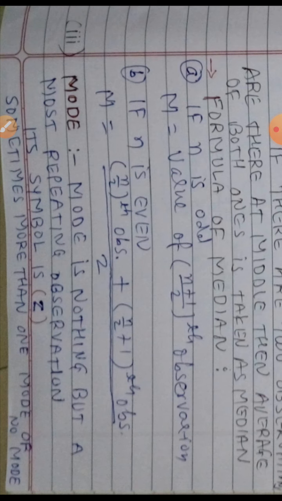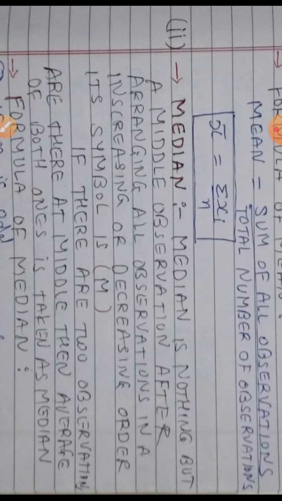Sometimes there is more than one mode or no mode. Why? Because suppose 5 repeats 3 times and 2 also repeats 3 times, then which is the mode? Obviously both, 5 and 2 both. Sometimes no repetition is there, at that time no mode. So sometimes no mode will be there, otherwise one mode, otherwise 2 modes, otherwise sometimes more than 2 modes also. But that is very simple. So for finding mode, nothing to do, just observe.